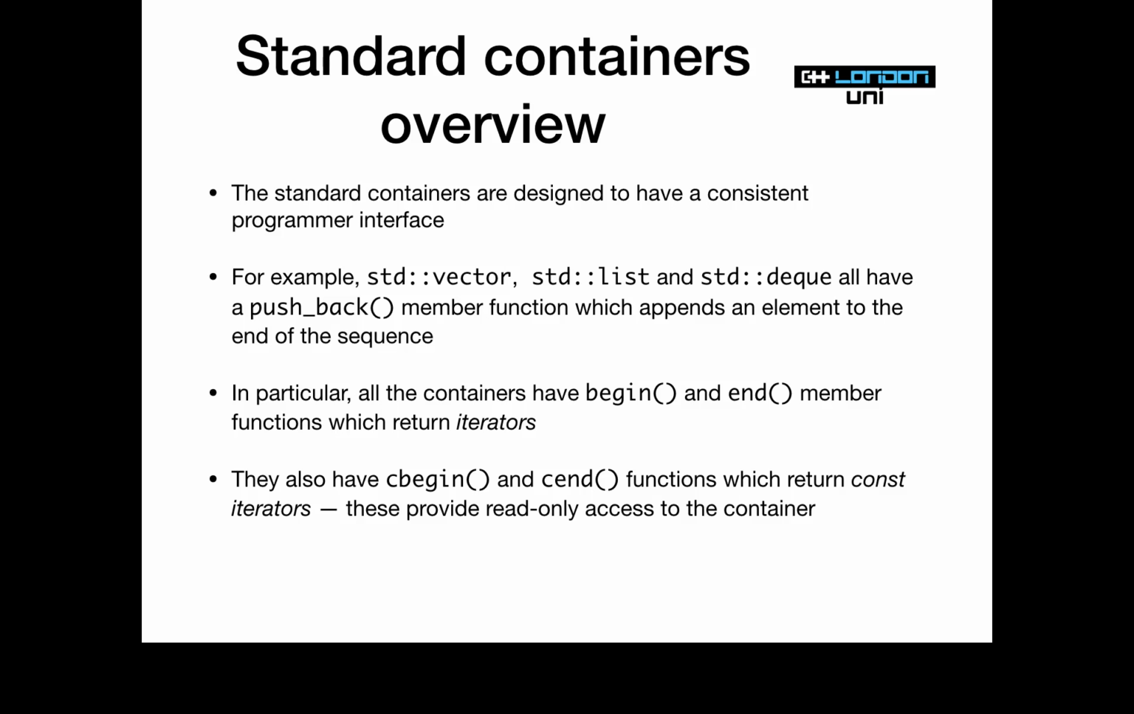So if you call begin and end on a read-only container, you're going to get a read-only iterator. But if you've got a mutable container but you only need a read-only iterator, you can call cbegin and cend. It's a sort of safety thing.